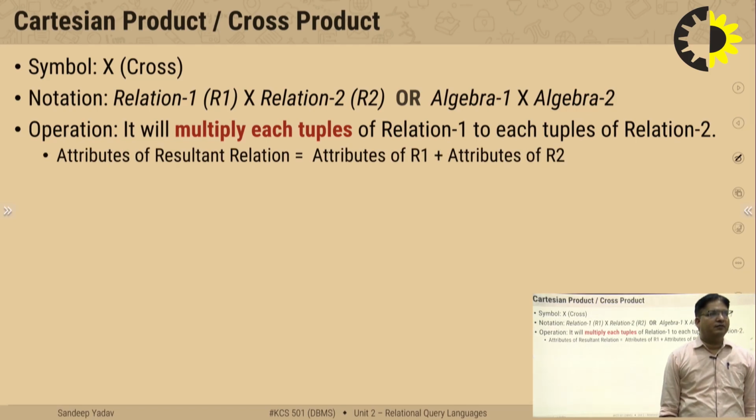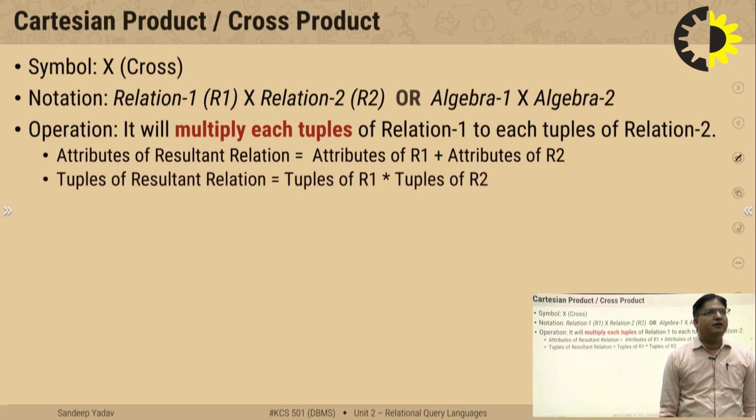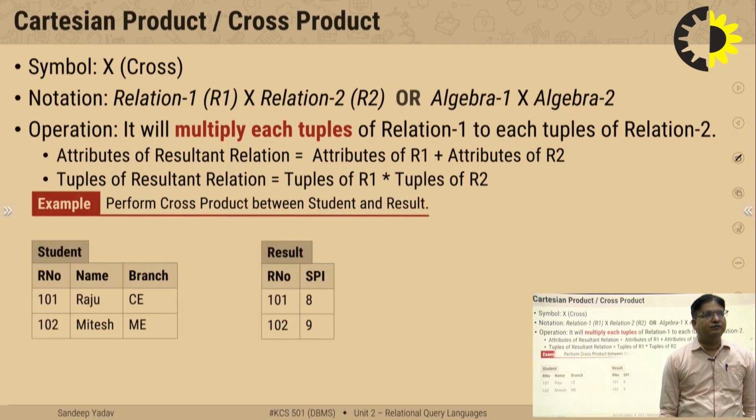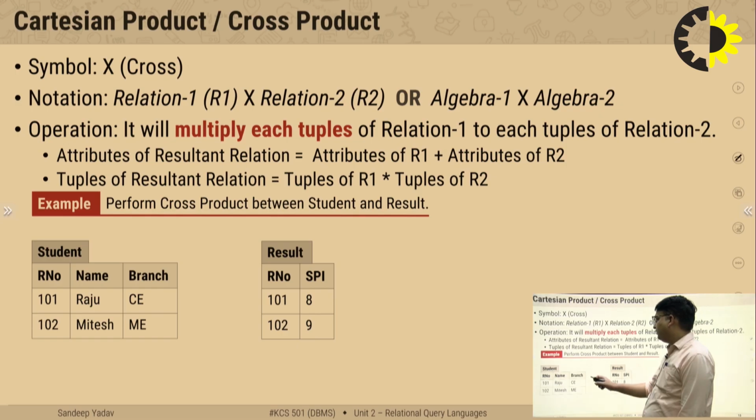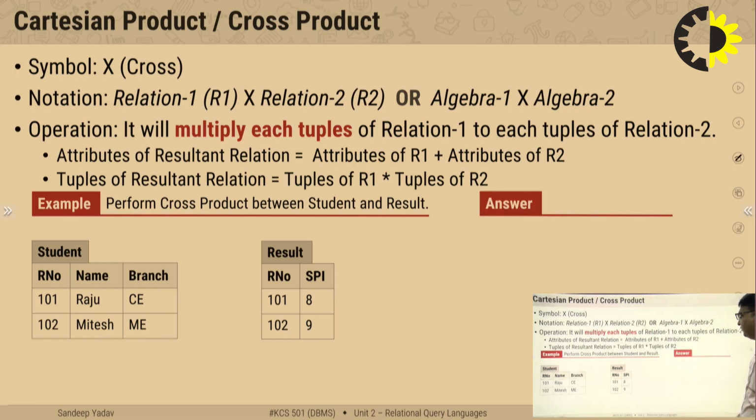The attributes of the resultant relation will be equal to the attributes of relation 1 plus the attributes of relation 2, and the tuples of the resultant relation will be equal to the tuples of relation 1 into the tuples of relation 2. Now we have to perform the cross product between student and result. So let us see how to perform it. In this way we will write the statement.